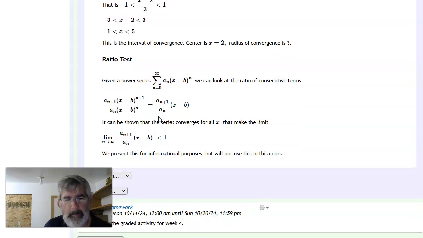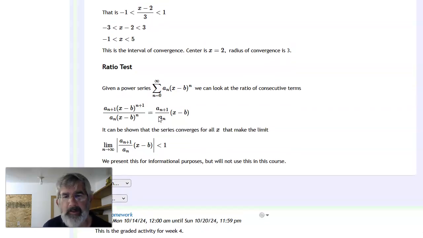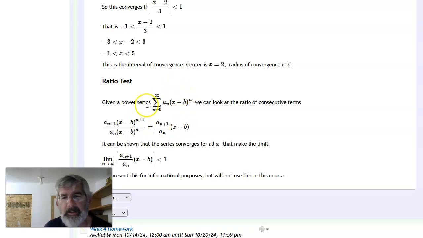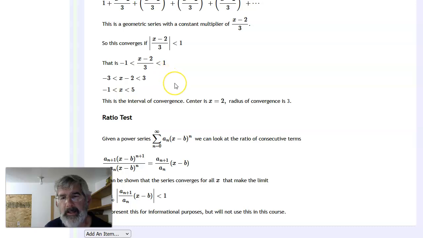But, again, one last time, for the scope of this class, you don't really need to know the ratio test. I just want you to know that it's there. We'll be mainly looking at intervals of convergence with geometric series. All right, that's it for this section.